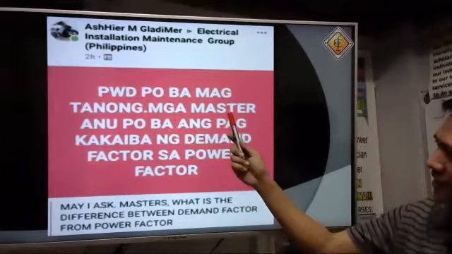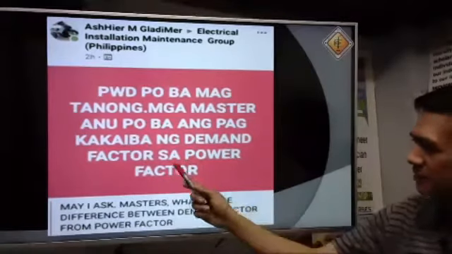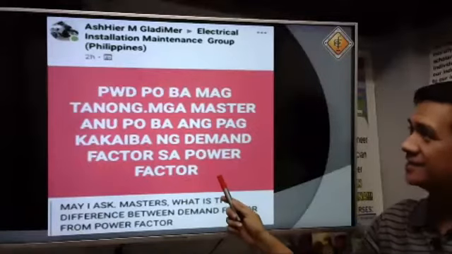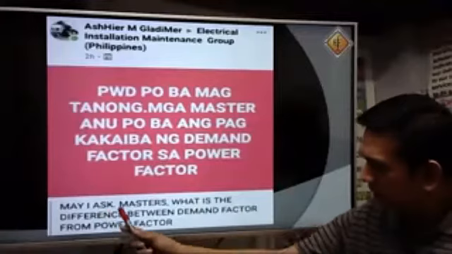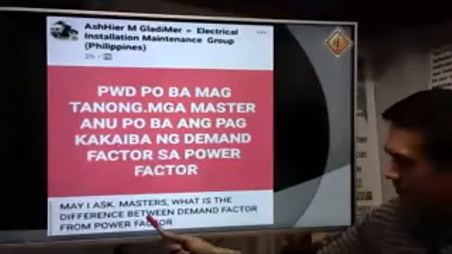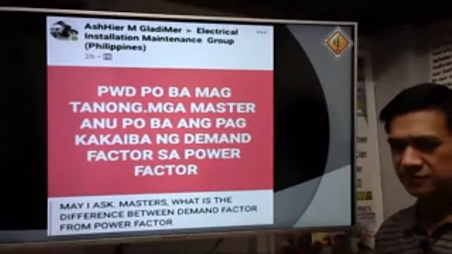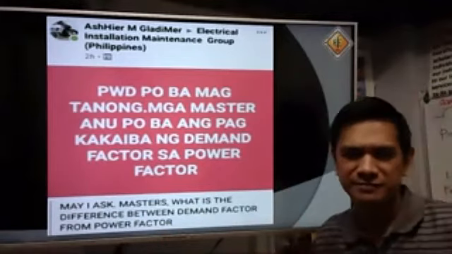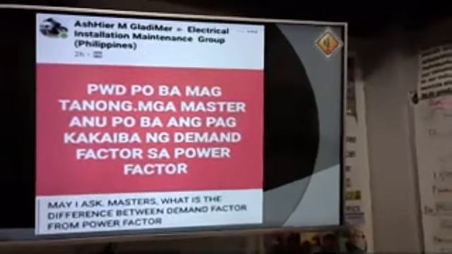So, mga master, okay, ano po ba ang pagkakaiba ng demand factor sa power factor? Okay? Sabi ni Asher. In English, may I ask, masters, what is the difference between demand factor and power factor? That is totally a different thing. Okay, I will shortcut this with you.